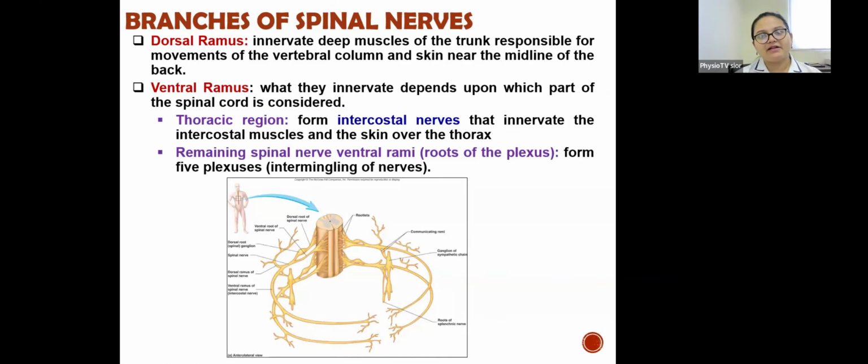And the remaining spinal nerves or the ventral rami form five plexus, that is intermingling of the nerves. Here, if you can see in the picture, this is the dorsal and this is the ventral. So, ventral ramus, again, if we're talking about it in the thoracic region, they are going to form the intercostal nerves, and remaining spinal nerves or the ventral rami, they are going to form the plexus.